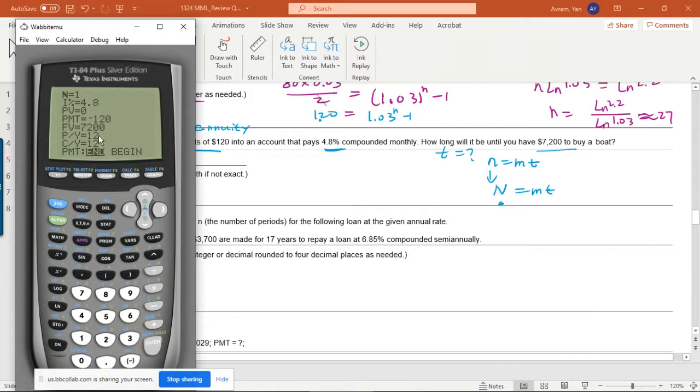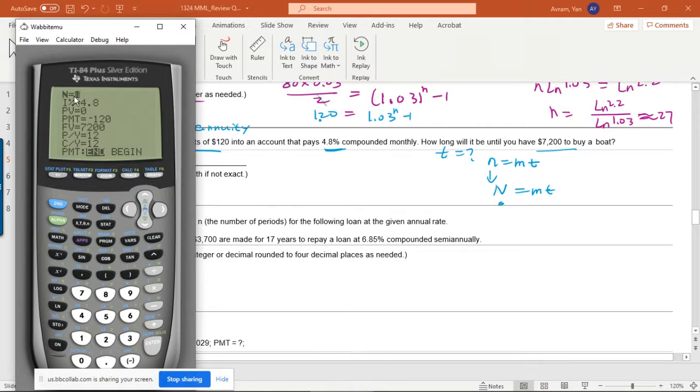So payments per year is 12. Monthly is 12. Compound per year is also 12. And we're using the ordinary annuity, which is the one we have in this book. The ordinary annuity means the payment is at the end of the month. So we're gonna do the payment at the end. Okay, everything is already set up.